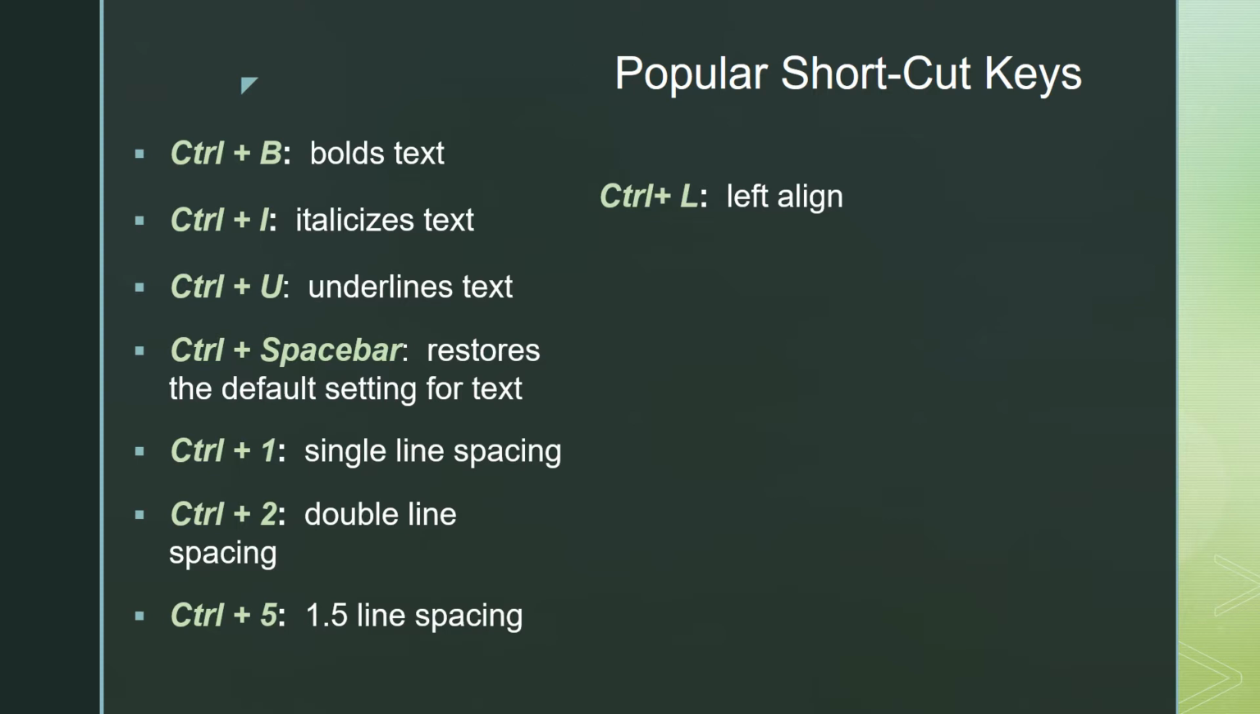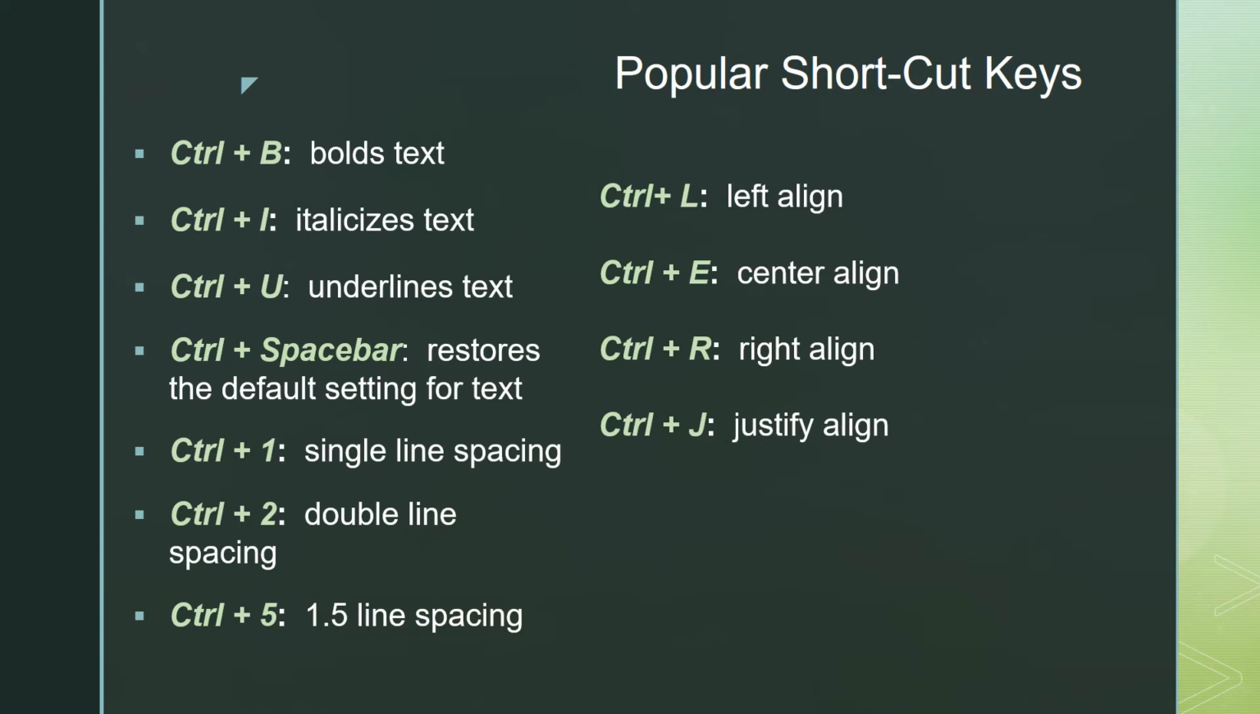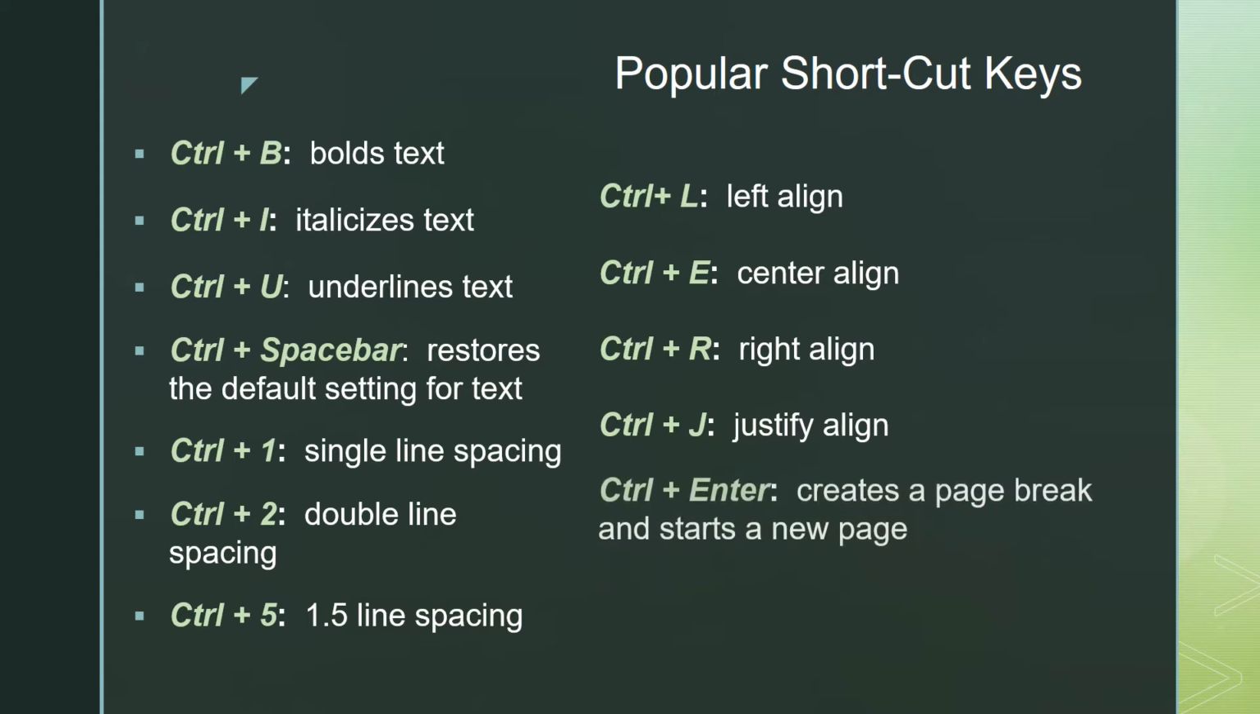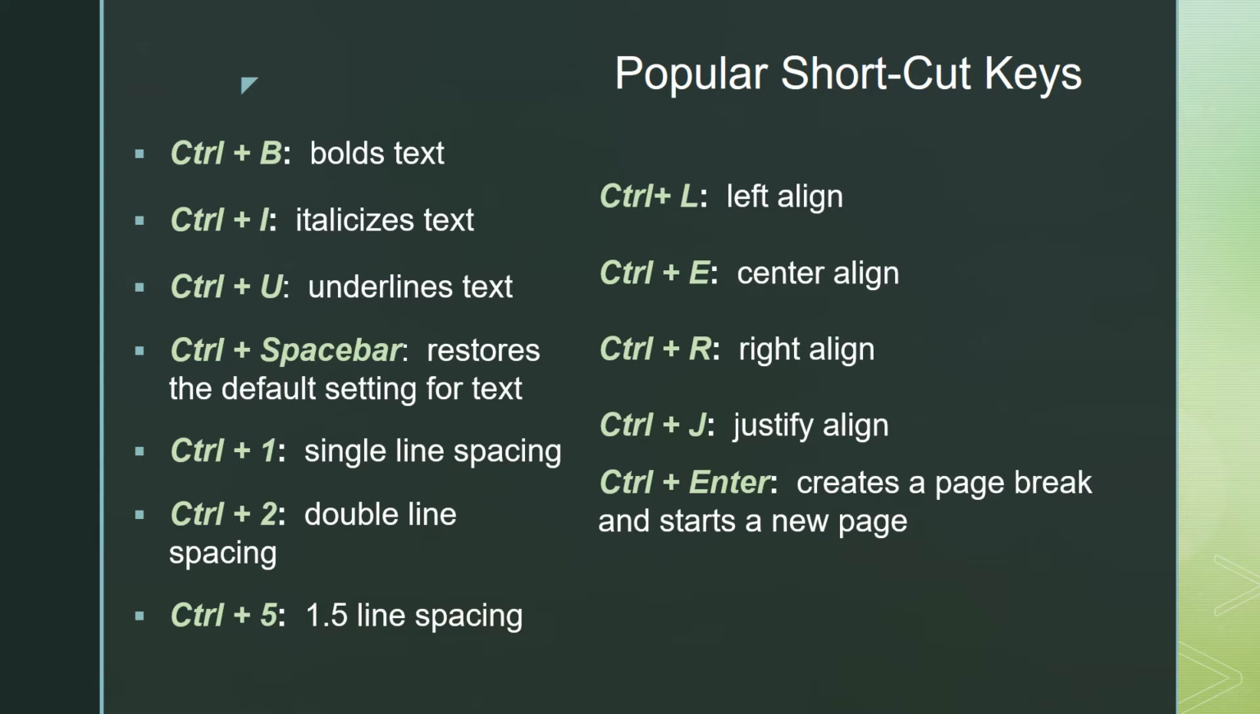Control+L will align a paragraph on the left side. Control+E will center a word or a paragraph. Control+R will right align either a paragraph or text. Control+J justifies, which means it aligns the text from the left to the right margin. Control+Enter creates a page break and starts a new page in a document.